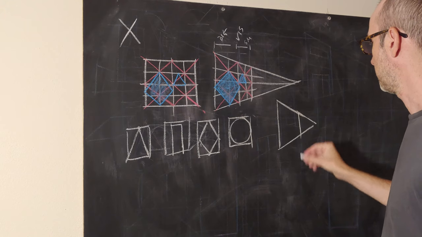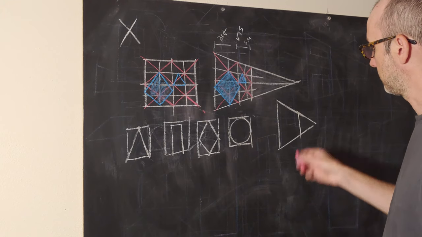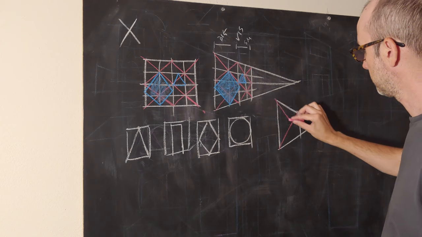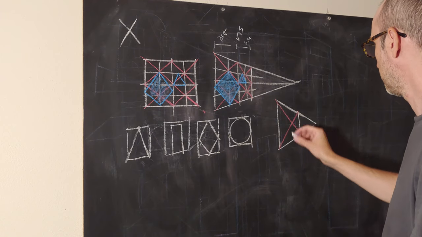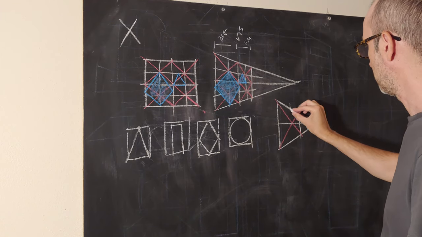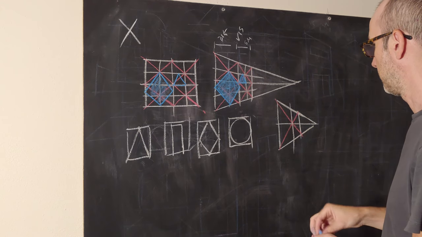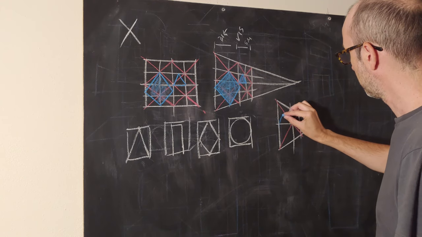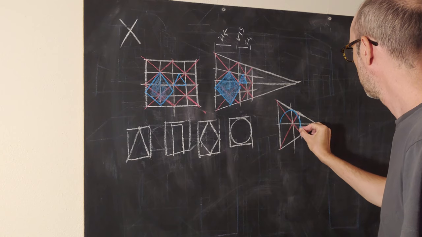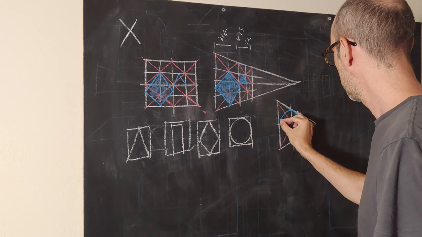Because remember, it's not the actual center, it's the visual center. So if we do our X method subdivision, get our center, and then draw in our circle, hitting the points here, it's gonna look super lopsided.